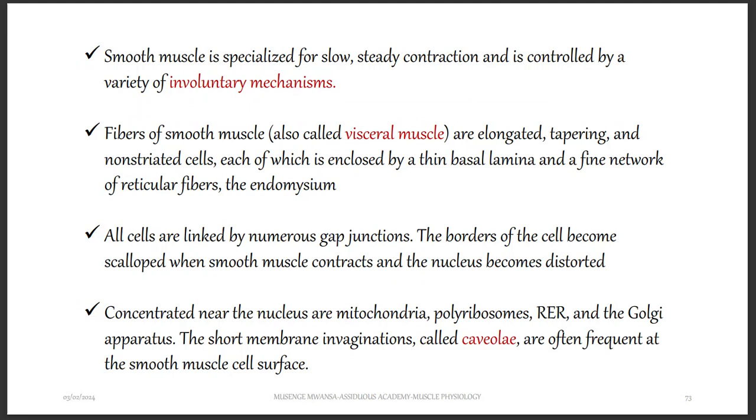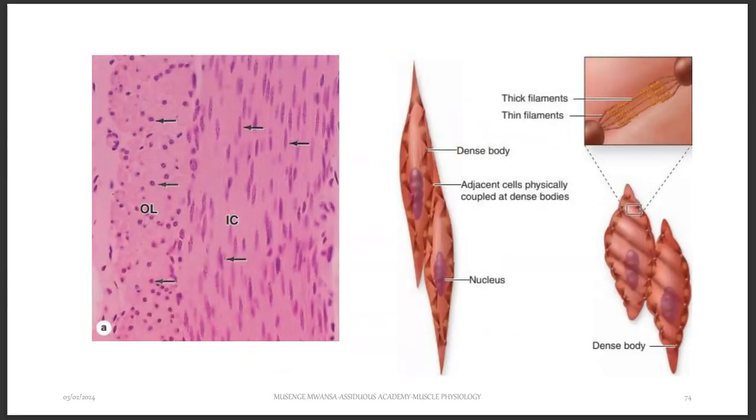Now let's talk about smooth muscle. Smooth muscle is specialized for slow, steady contractions and is controlled by a variety of involuntary mechanisms. Instead of having T tubules, you have caveolae in smooth muscle. You also don't have Z discs; instead you have dense bodies, where the myosin and the actin are able to bind.